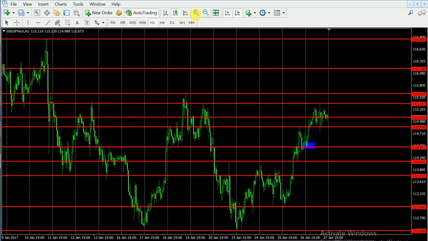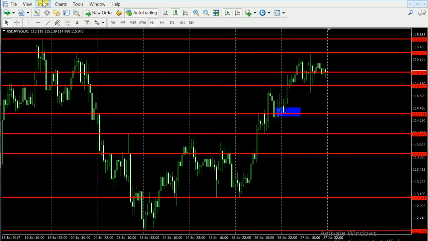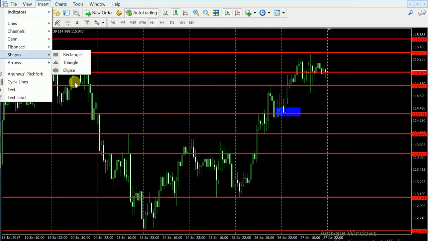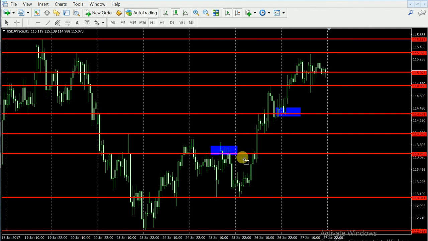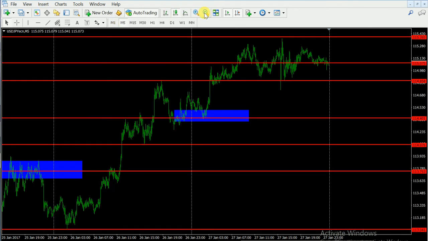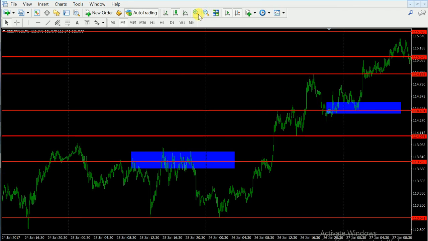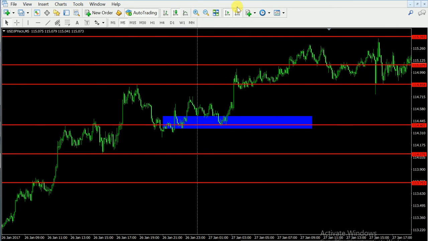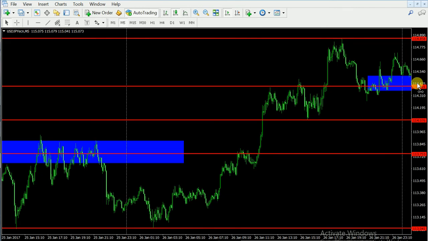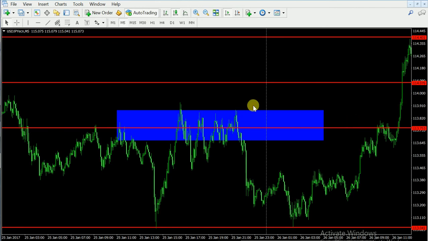Now let's look at something else. Let's go to this area. Okay, 5 minute chart, zoom out till we find it. Now, how many of you would have placed a sell right here?